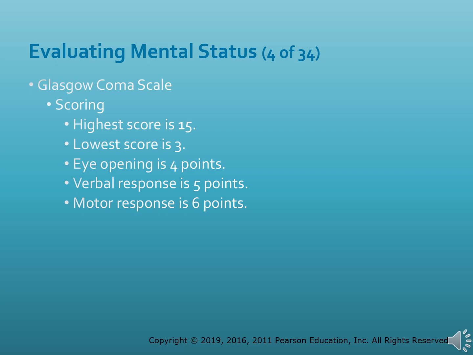During the Glasgow Coma Scale, the highest score is a 15. The lowest score is a 3. So we always consider it as a 3, meaning if the person is dead, they still have a GCS score of 3. Eye opening is 4 points, verbal response is up to 5 points, and motor response is up to 6 points. And we'll see a figure coming up to explain it a little bit better.